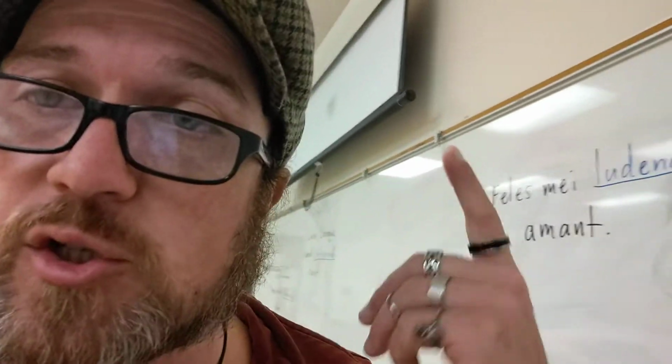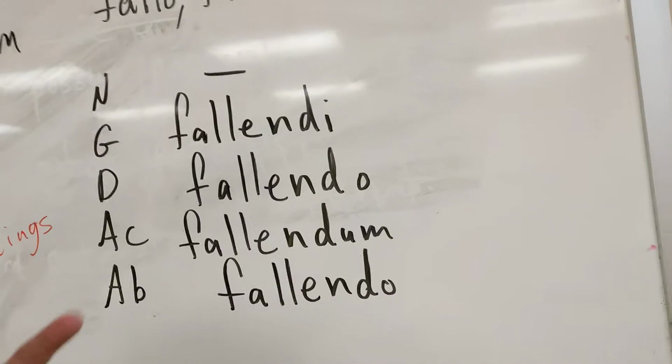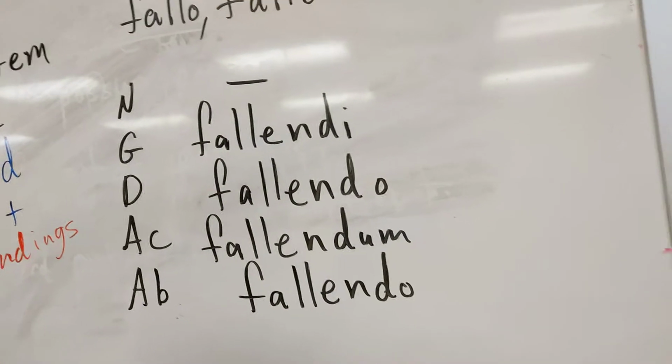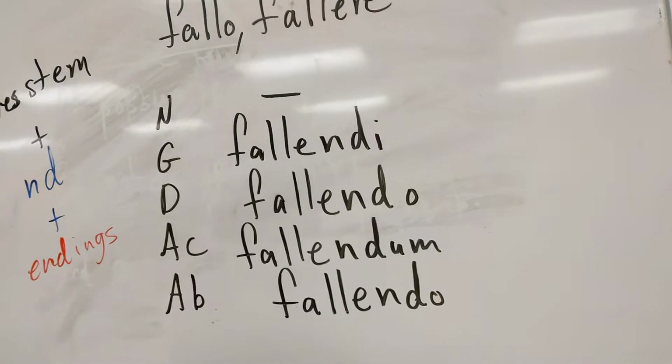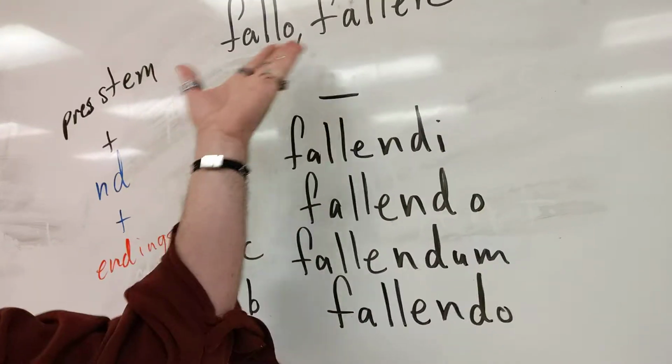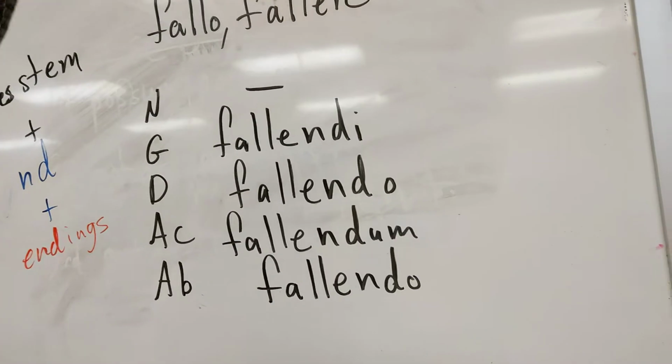But because the gerund is a verbal noun, you can't just add any old endings to it. You specifically have to add these endings, second declension neuter endings, and it can only be singular. If you're talking about this as a noun, it would be lying or deceiving, and you can't have lyings or deceivings.